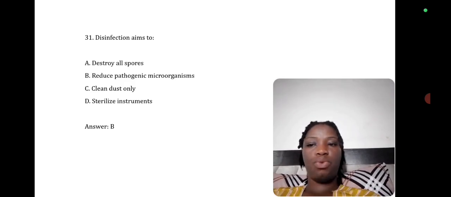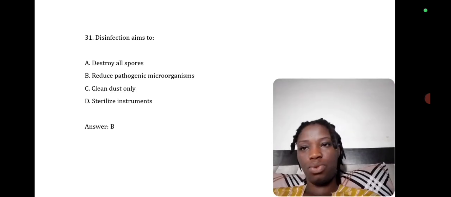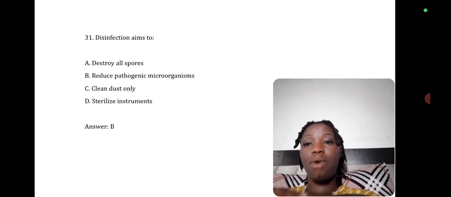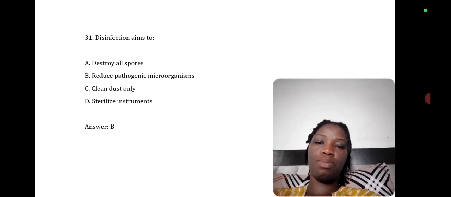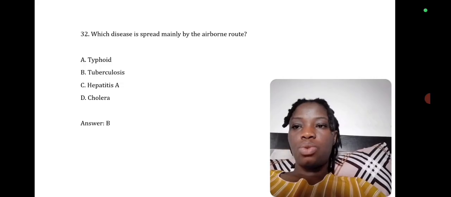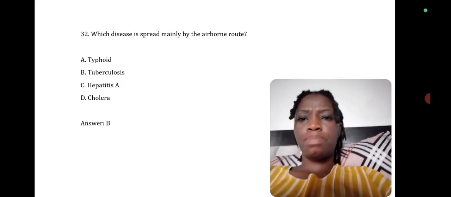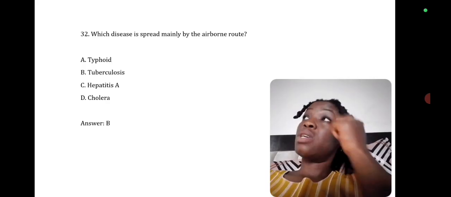Question 31. Disinfection aims to, we've seen this question before. Disinfectants is what they use. So disinfecting, disinfectant, disinfection, they are all the same thing. They reduce microorganisms, they can kill microorganisms, but they cannot destroy the spores. Next question says, which disease is spread mainly by airborne routes?